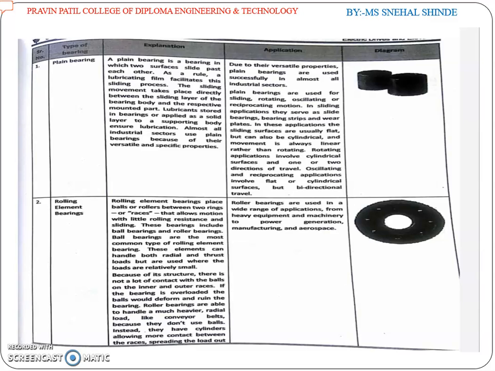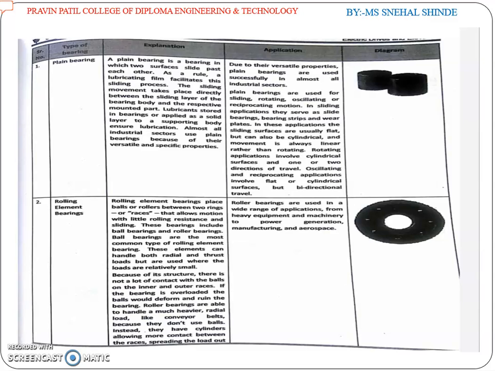So first is the plain bearing. A plain bearing is a bearing in which two surfaces slide past each other. As a rule, a lubricating film facilitates this sliding process. This sliding movement takes place directly between the sliding layer of the bearing body and the respective mounted part.